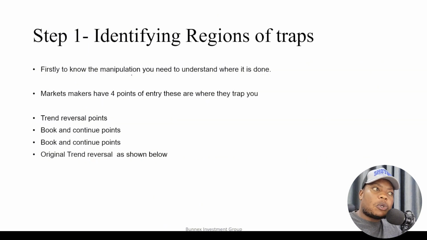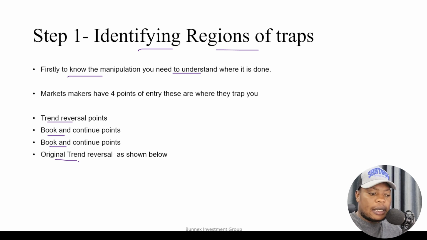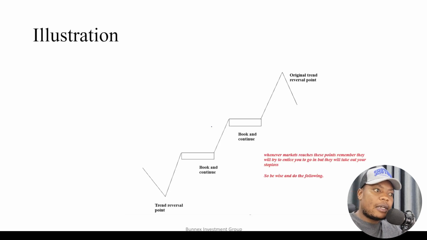So step one is always to know and understand the regions of traps. Firstly, to know the manipulation, you need to understand where it is done. Market makers have four entry points, and that is where they trap you. These are: one, trend reversal points; two, book and continue points; three, book and continue points; four, original trend reversal, as I will show you right now.